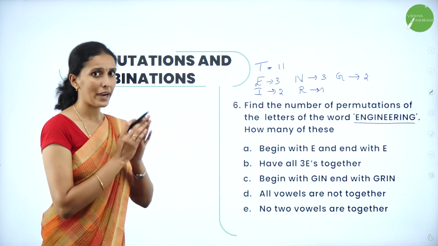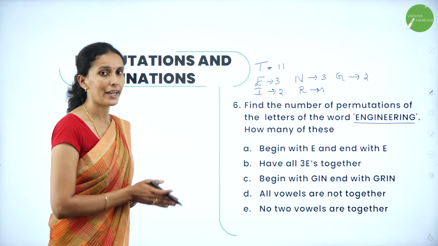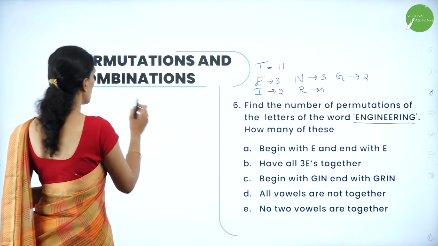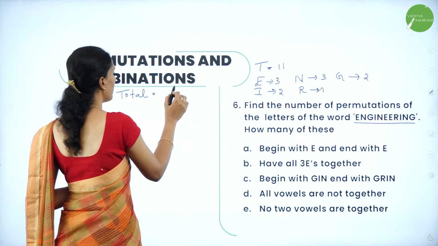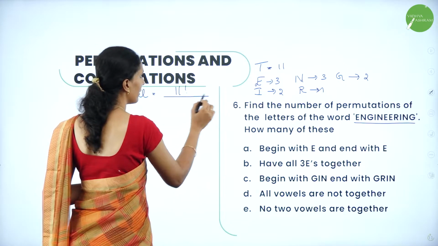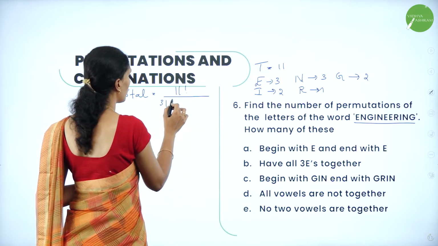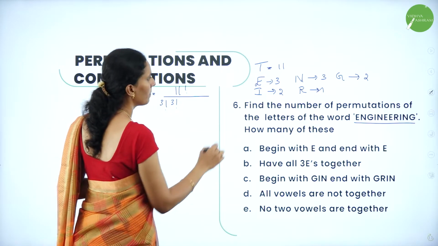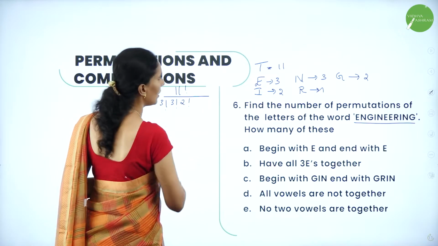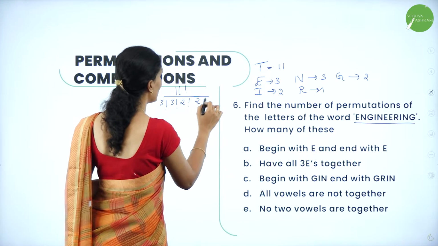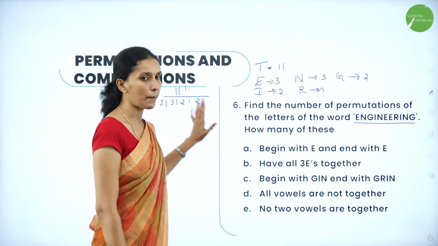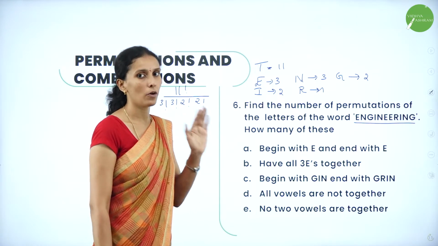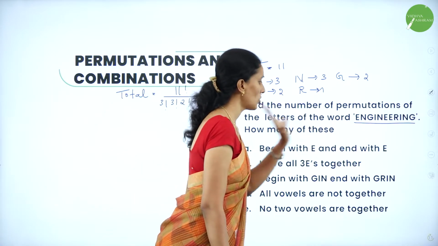So let me find the total number of permutations of the word ENGINEERING. The total will be 11 factorial divided by 3 factorial, 3 factorial, 2 factorial, 2 factorial. Since 1 factorial is 1, no need to write it. So this is the total number of arrangements of the word ENGINEERING.